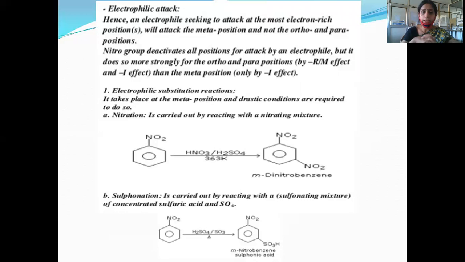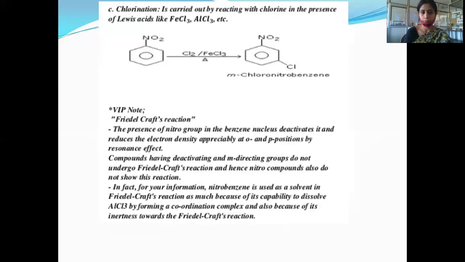Okay. Then, if we see certain kinds of reactions, as I just told, it requires harsh conditions. Nitrobenzene requires nitrating mixture and higher temperature, 363 Kelvin, and it gives meta-dinitrobenzene, the meta derivative. Similarly for sulfonation, the entering electrophile is SO3H plus. Again, that also goes to the meta position. Then chlorination is also done using FeCl3 as the reagent, and that also happens at the meta position.